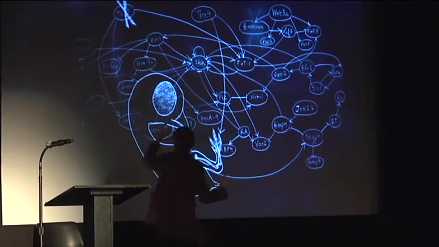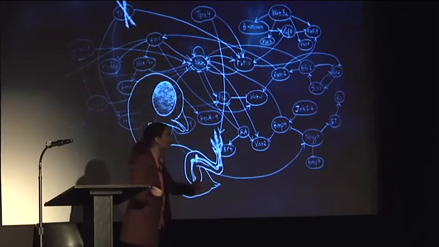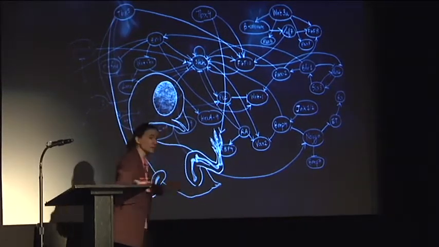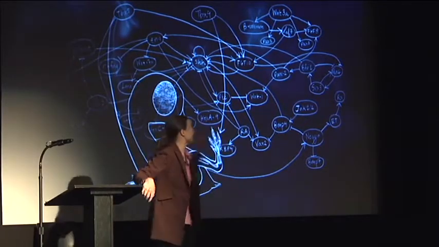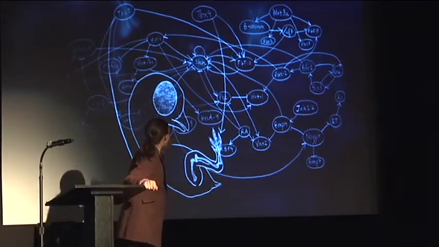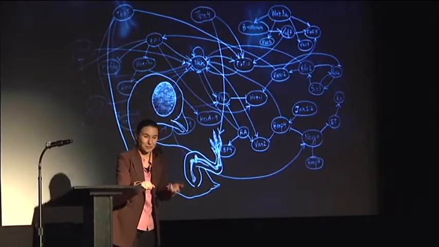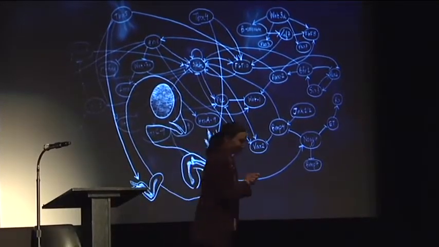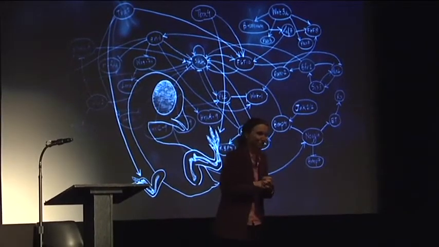TBX5, it's powerful. You remove it, the wing fails to grow, and if you overexpress it in a new location, then you get a whole new wing growing in a new location. So this is very promising. I think TBX5 has the wing specificity, and it has the power that we need to control wing growth. This is very, very promising indeed.